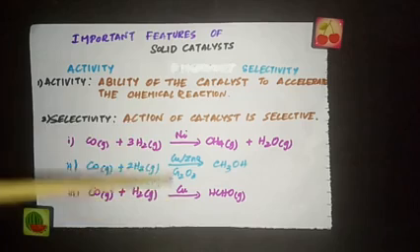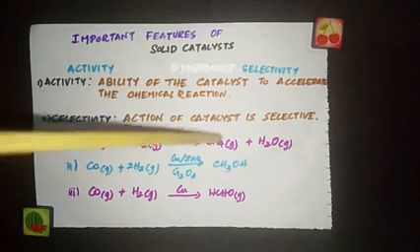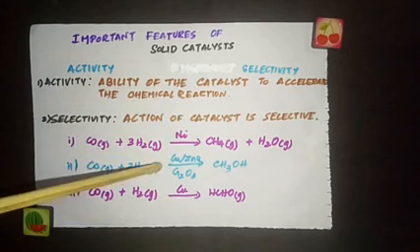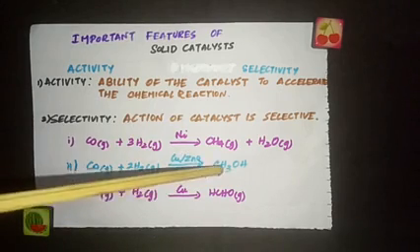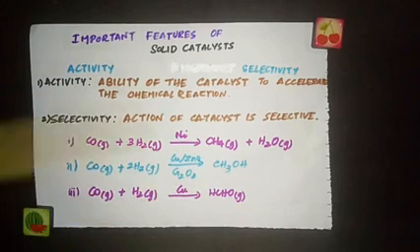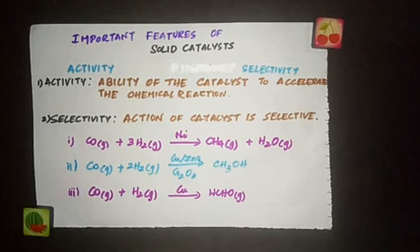Here when we use nickel, you are getting these products. When you are using copper, zinc oxide and chromic oxide, you are getting methanol, and in the presence of copper you are getting formaldehyde. This feature of a catalyst to catalyze a specific reaction, which means a particular catalyst can catalyze a particular reaction, is called the selectivity of a catalyst. So these two are the important features of solid catalysts: activity and selectivity.